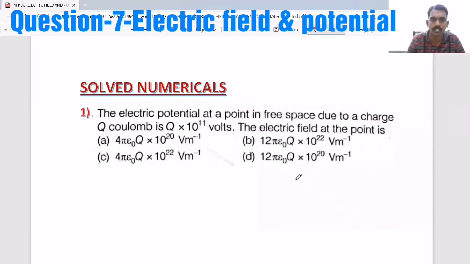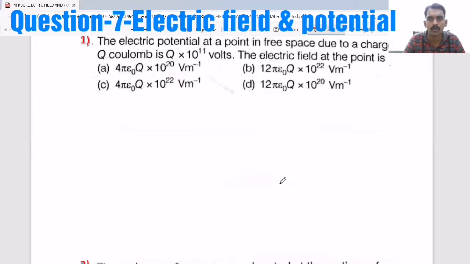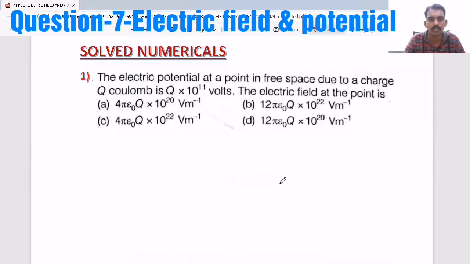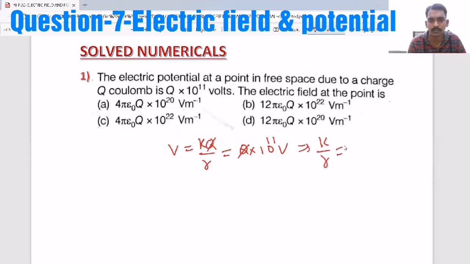Let's see the very first question. Electric potential at a point in free space due to a charge Q coulomb is Q into 10 power 11. So the potential due to a point charge means KQ by R, that is Q into 10 power 11 volts. The electric field at the point is, now from here Q, Q cancel, which implies K by R equals 10 power 11.